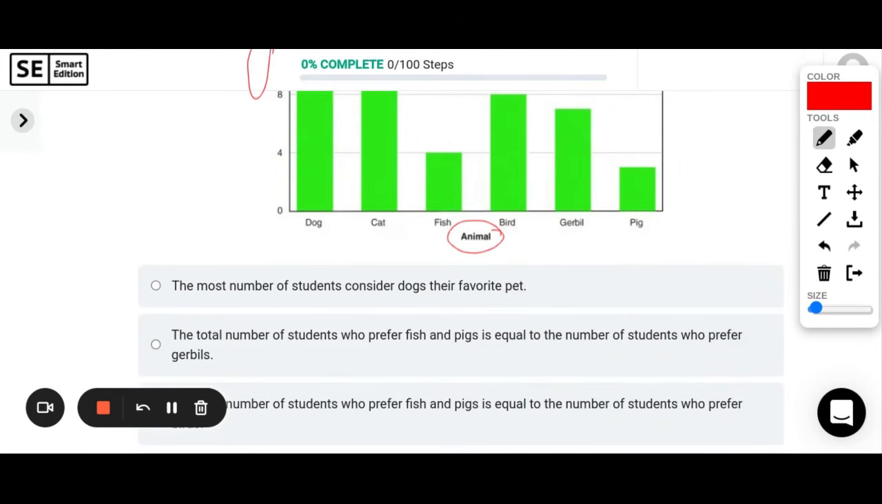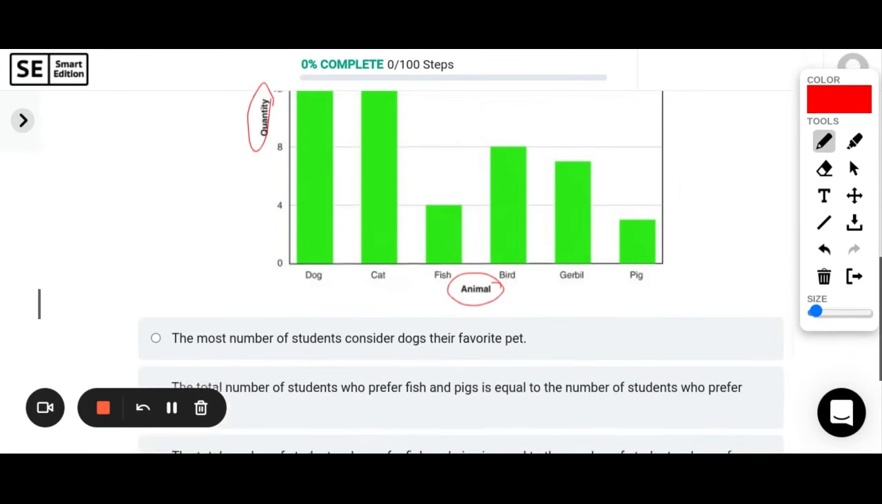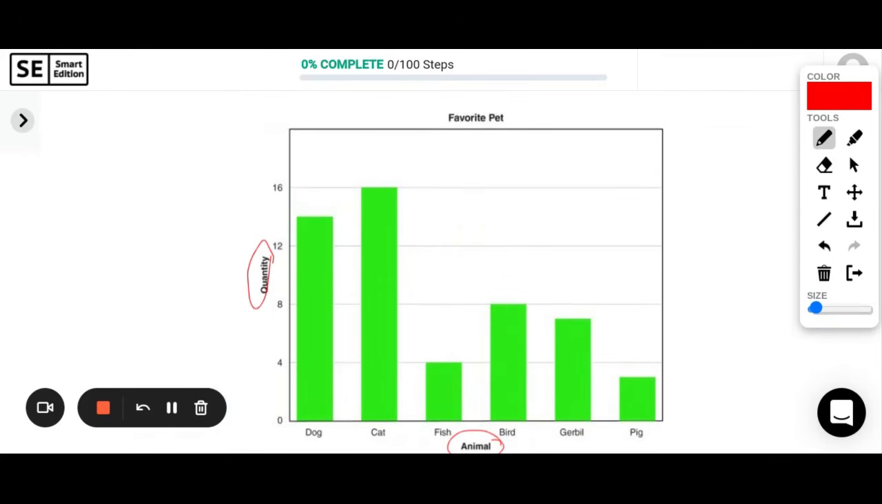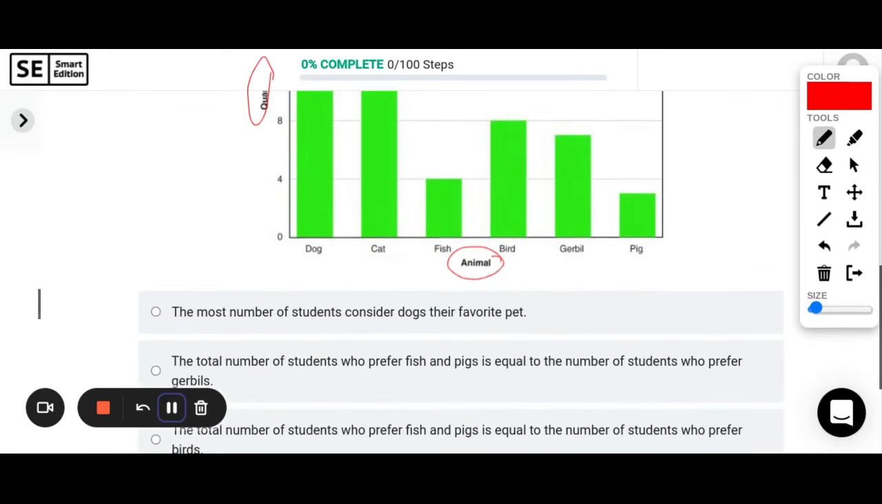The most number of students consider dogs their favorite pet. So if we look here, dogs is down here, but it looks like cats are actually the favorite. That is the higher one. So that would not be the correct answer because cats were voted by the most number of students as the favorite pet.